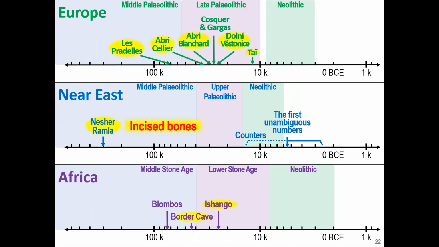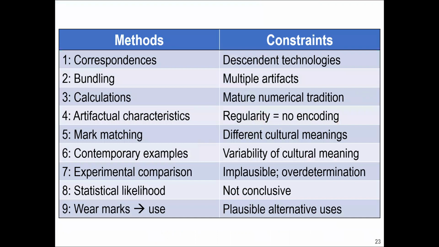Most of these artifacts are incised bones, but there are also strung beads and hand stencils, and the first unambiguous numbers and the associated loose counters. In all, we have discussed 9 methods for identifying prehistoric numbers and their important constraints. Many of them suggest that numbers most likely emerged during the Upper Paleolithic, but none of them, unfortunately, establish this conclusively. The earliest unambiguous numbers remain the numerical impressions from Mesopotamia.